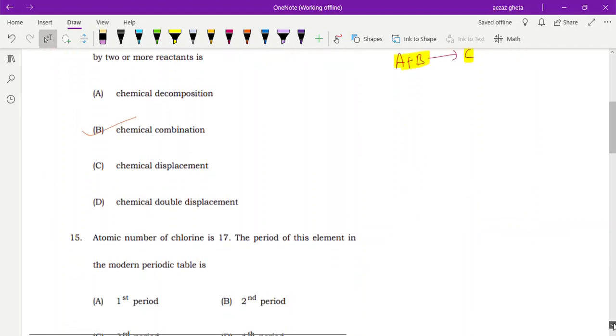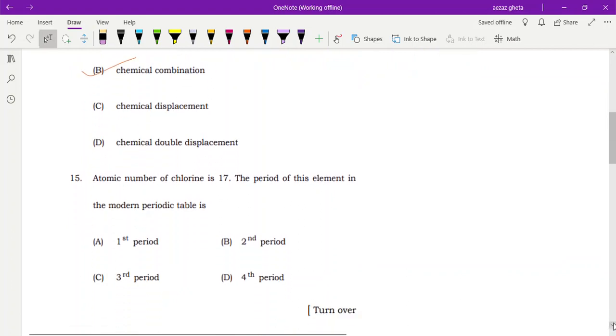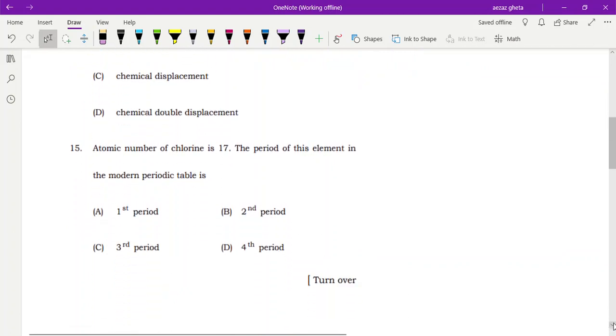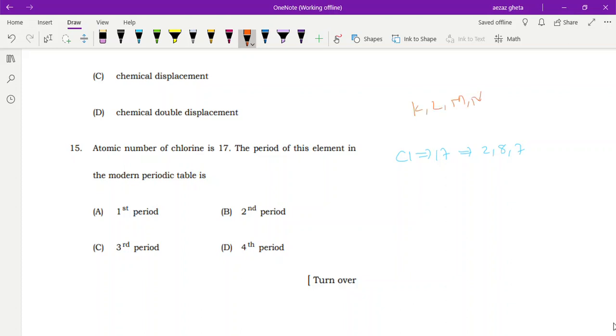Atomic number of chlorine is 17. Then the period of this element in the modern periodic table. See, the atomic number of chlorine is 17. Its electronic configuration is 2, 8, 7. To write it, these are the number of electrons in each shell. This is the K, L, M, N, O method, and so on. So generally you may get electronic configuration up to 20 elements.